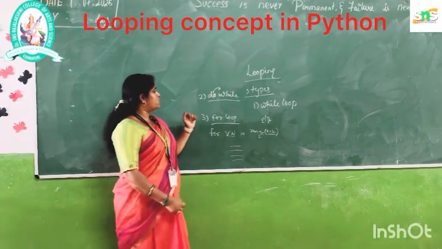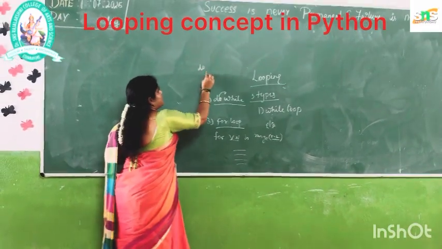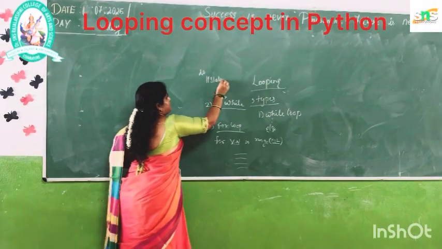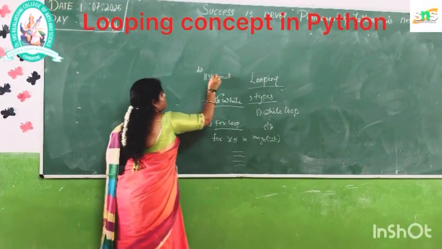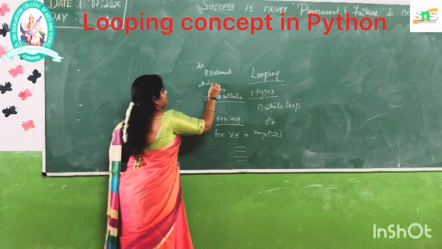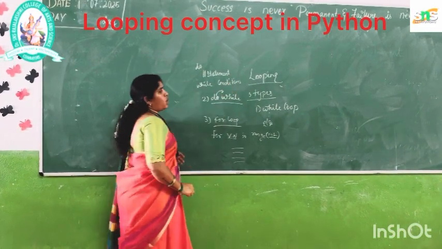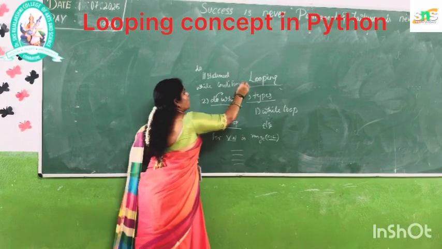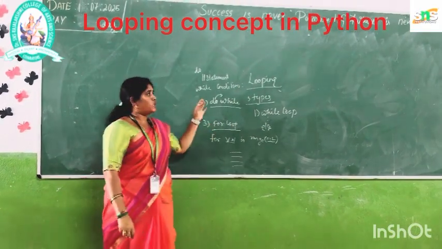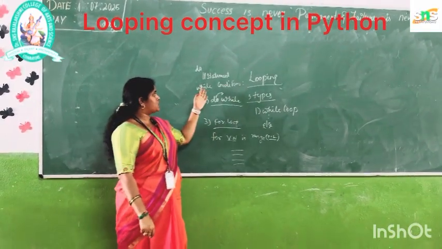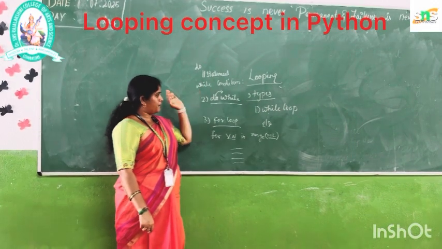The syntax of do while will be: do, some statement, and while condition. We always need to add a colon to all the parts. So that is the main objective of looping in Python.